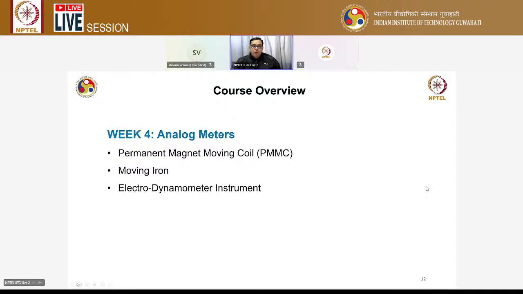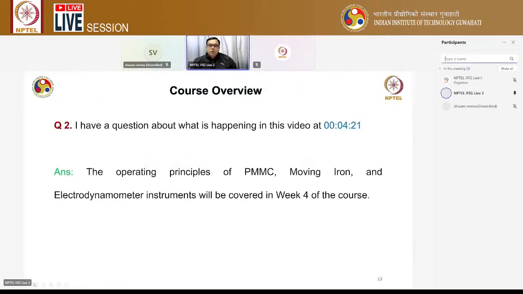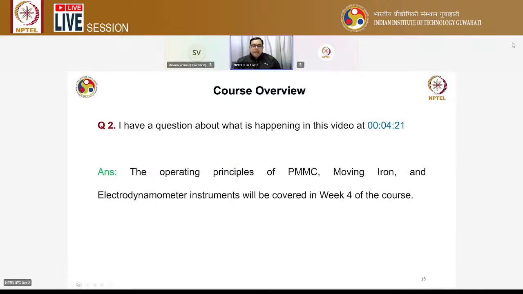From week 4 onward, which was the doubt of the student, we will be talking about the permanent magnet moving coil, or PMMC instrument, and then moving iron instrument, and then electrodynamometer instrument. So the question was about this overview. Please note that this is just an overview. You will be studying all these instruments in detail in coming lectures. So here we will be talking about the operating principle of PMMC, moving iron, and electrodynamometer instruments.